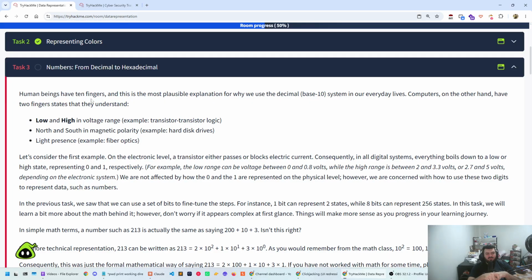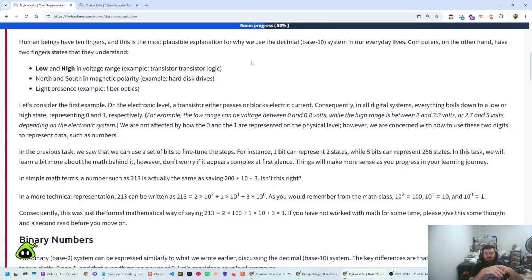Computers, on the other hand, have 2 finger states that they understand, low and high in voltage range. Example, transistor logic. North and south in magnetic polarity, example, hard disk drives. Light presence, fiber optics. So let's consider the first example. On the electronic level, a transistor either passes or blocks electric current. This is what I told you, like 0 being no electricity and 1 being electricity passing. Consequently, in all digital systems, everything boils down to a low or high state, representing 0 and 1 respectively.